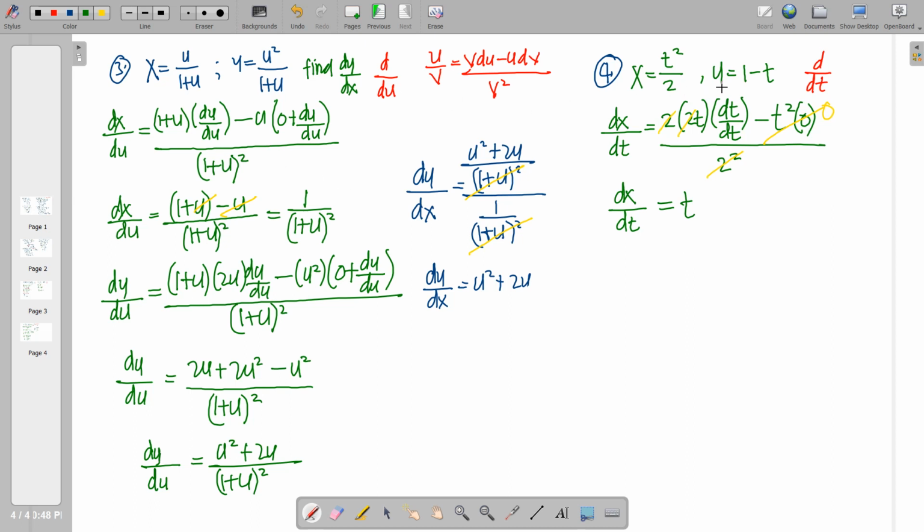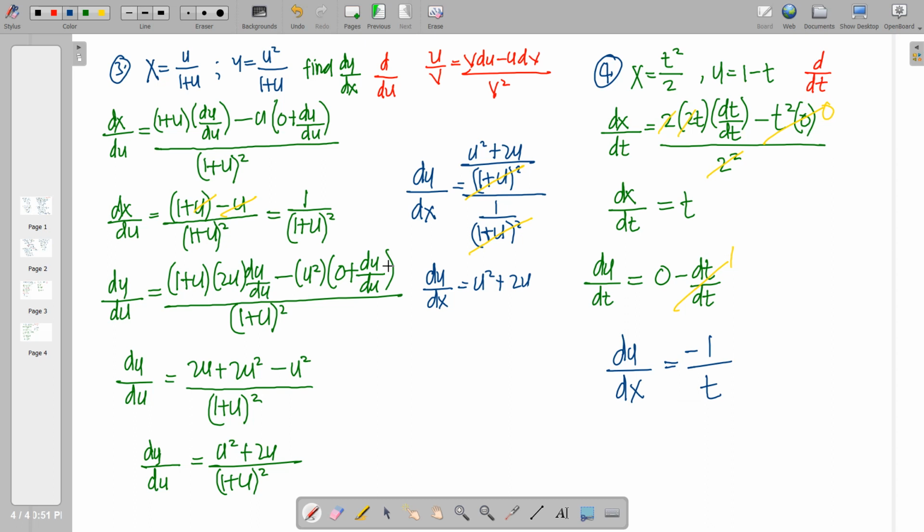For our y function, we have dy over dt. This is 0 less dt over dt, which is obviously equal to 1. Therefore, dy over dx is negative 1 all over t. So that completes our problem in parametric equations.